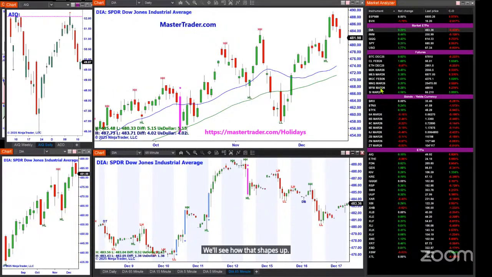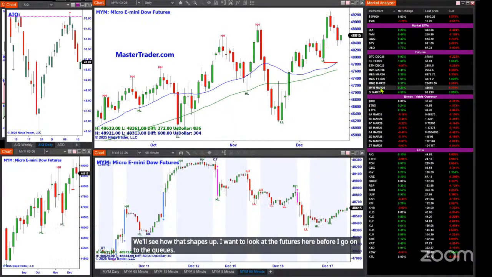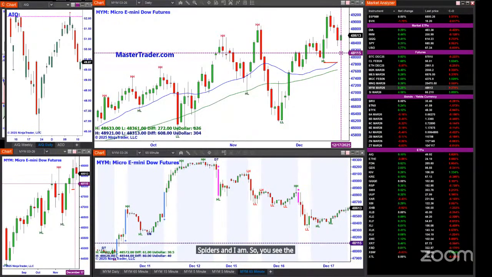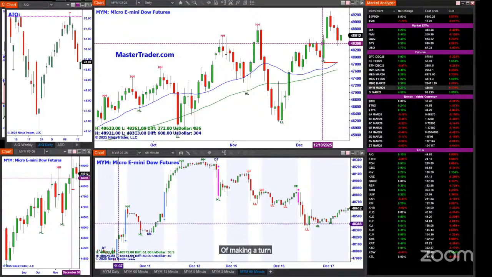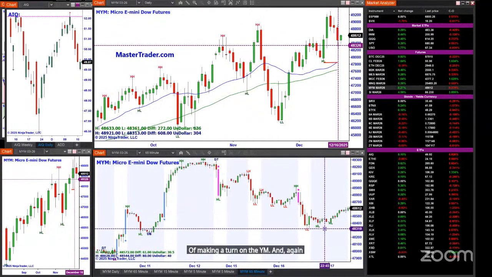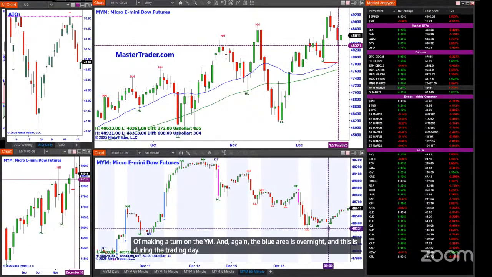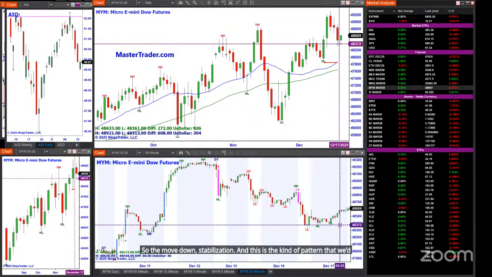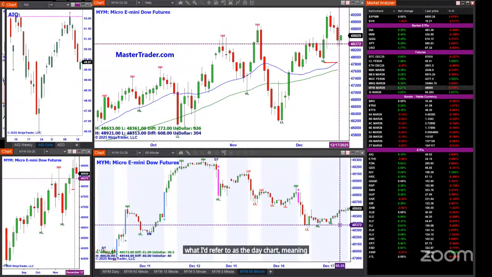I want to look at the futures here before I go on to the Qs, spiders, and YM. So you see the beginning with the overnight trading, pre-market trading, of making a turn on the YM. And again, the blue area is overnight, and this is during the trading day. So the move down, stabilization. And this is the kind of pattern that we'd want to see on what I'd refer to as the day chart, meaning what's a day chart?